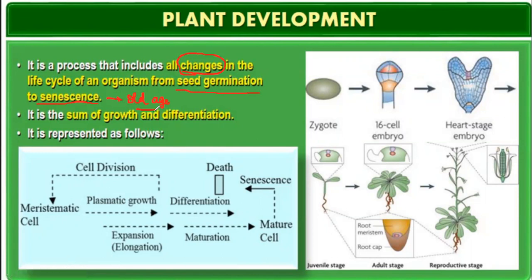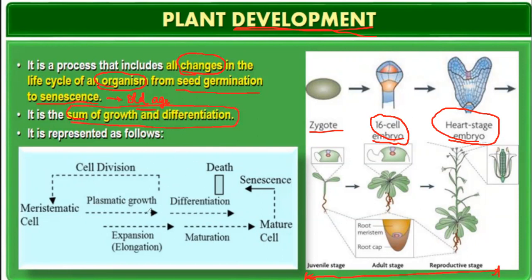All the changes happening, such as increase in body weight, mass, volume, area, length, elongation, or whatever changes happen in the life cycle of a particular organism, whether plants or animals, you can call development. The zygote converted into a 16-celled embryo, then into a heart stage embryo, and finally all the changes from the juvenile phase to the senescent phase come under development. It is a sum of growth plus differentiation, and it is represented as follows.